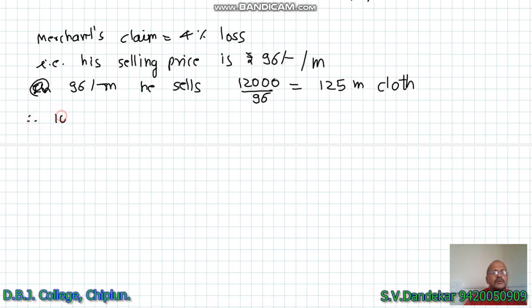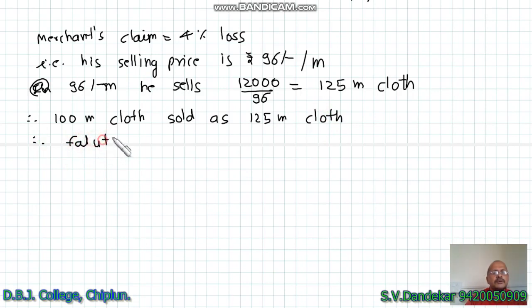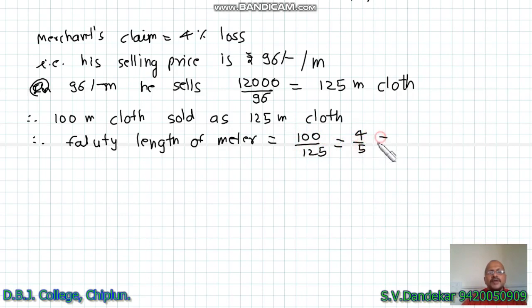And therefore 100 meter cloth is sold as 125 meter of cloth, and therefore faulty length of meter is equal to 100 upon 125 equal to 4 by 5 equal to 0.8 meter. This is the faulty length.